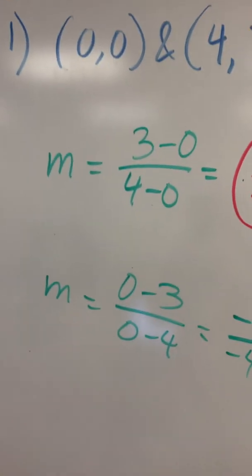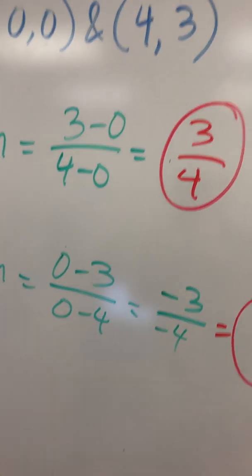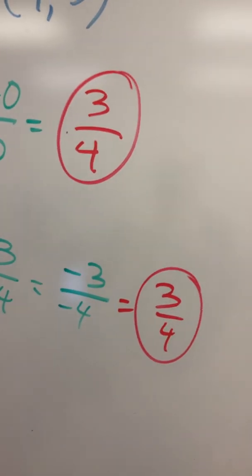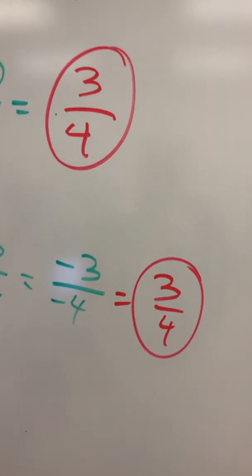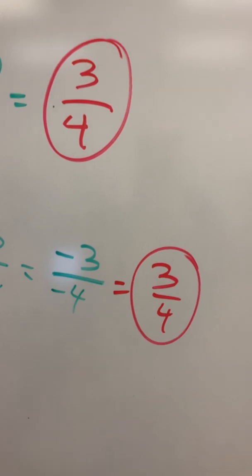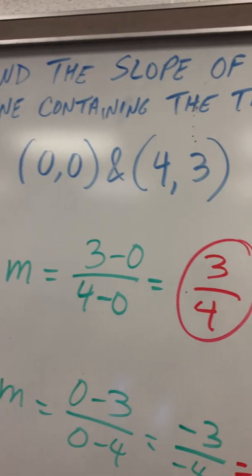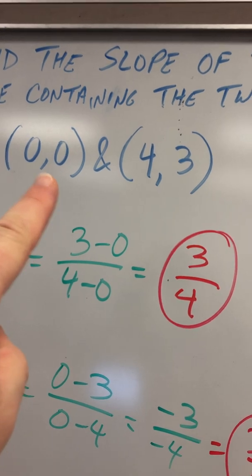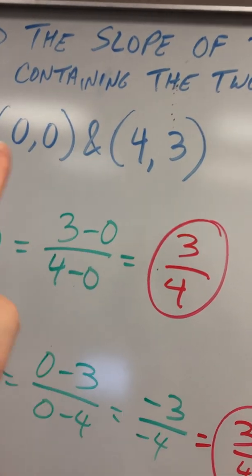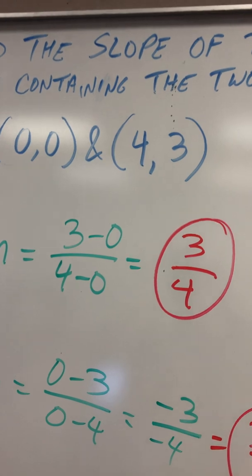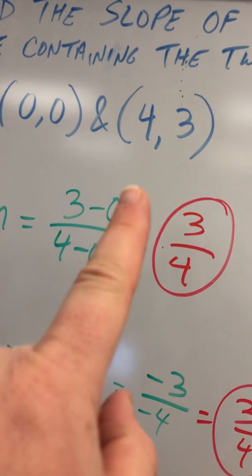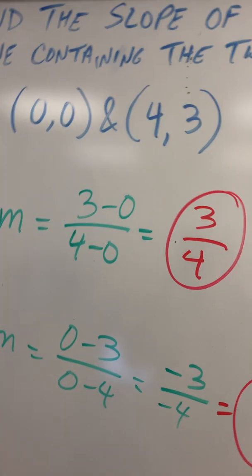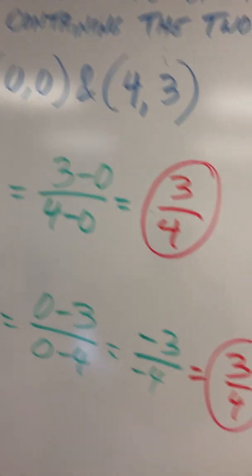Let's see. 0 minus 3 is negative 3. 0 minus 4 is negative 4. Negative over negative is a positive. You get the same answer no matter which point you use first. But if you go from right to left, 3 minus 0, you have to go from right to left using 4 minus 0. Okay? You can't do 3 minus 0 and then do 0 minus 4. That will not work. Okay?